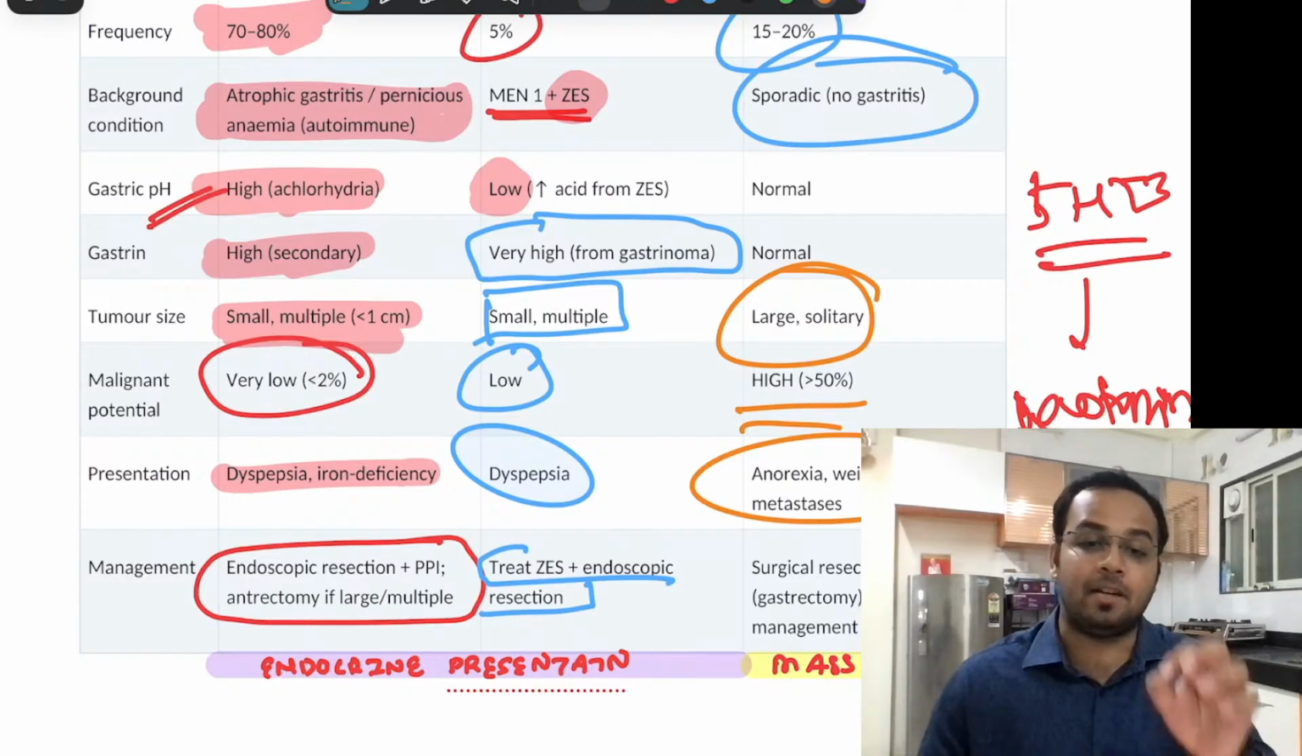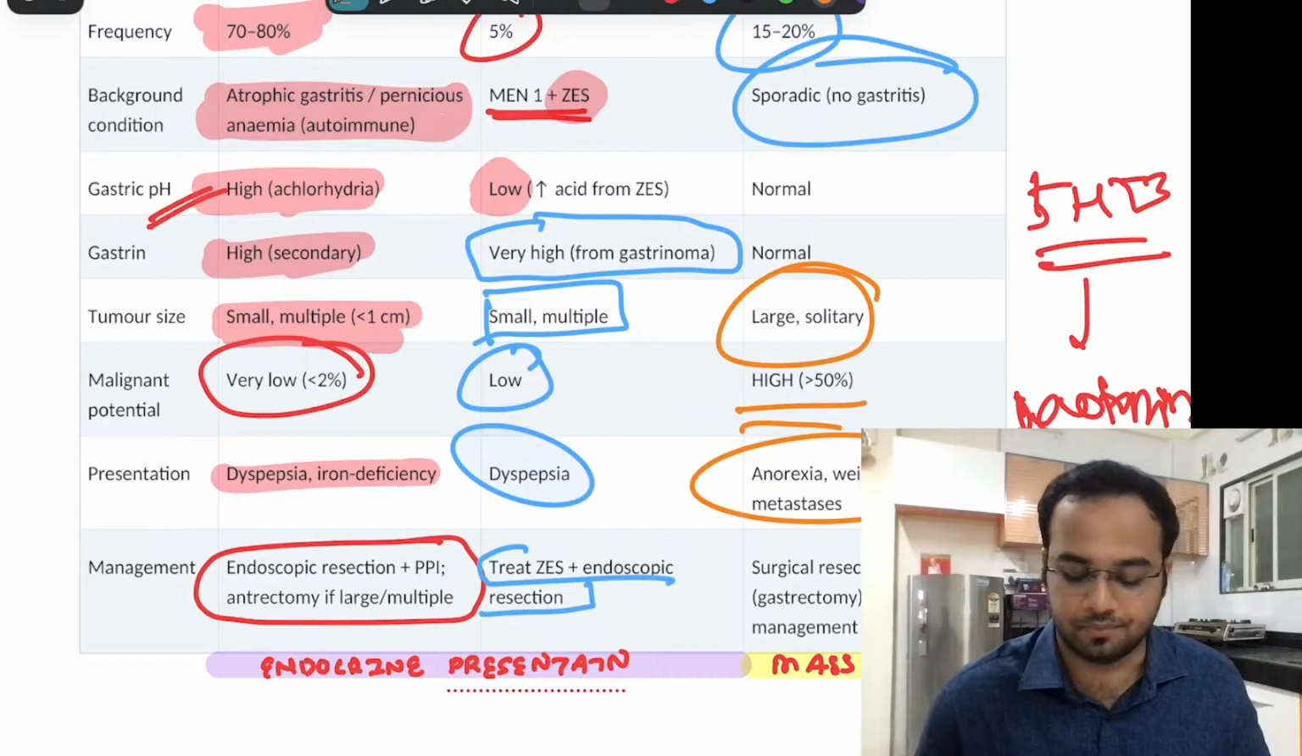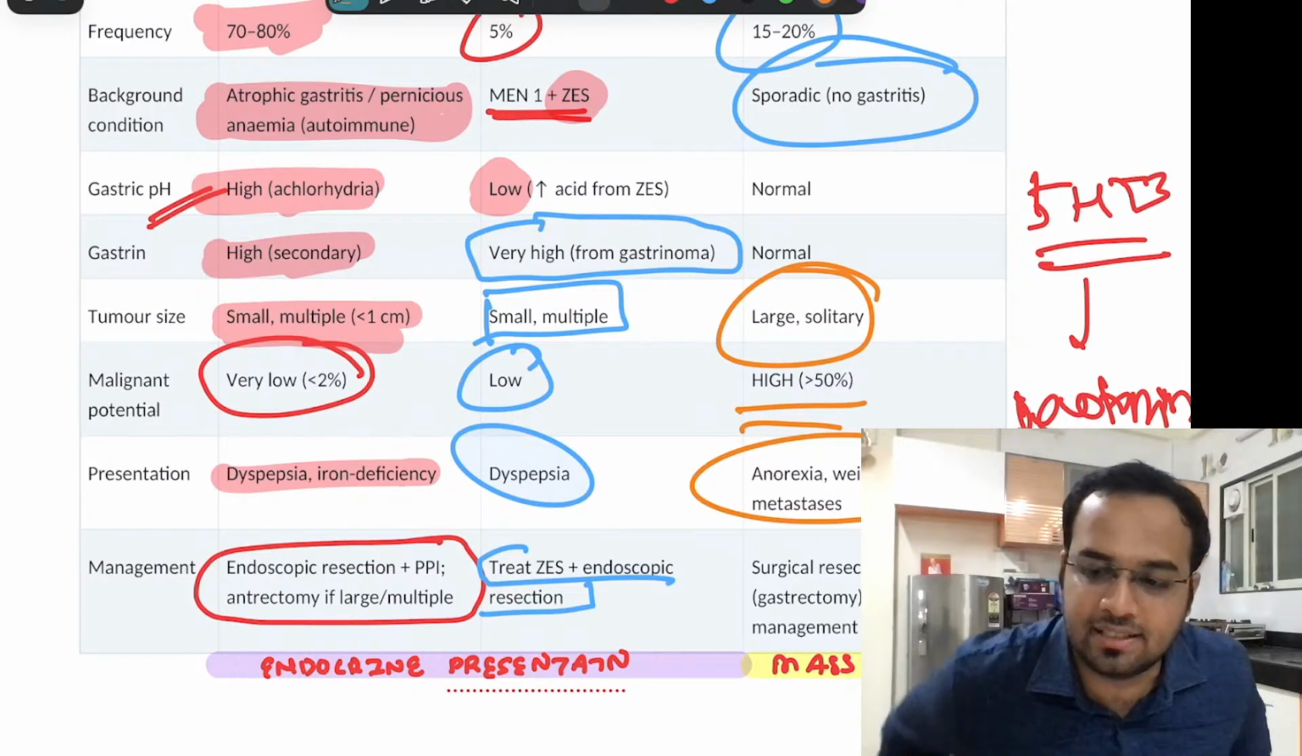So this patient might present to you with your serotonin syndrome. सर इसमें क्यों दिखेगा सीरोटोनिन सिंड्रोम? पहले तो इसमें सीरोटोनिन सिंड्रोम क्यों नहीं दिखेगा?